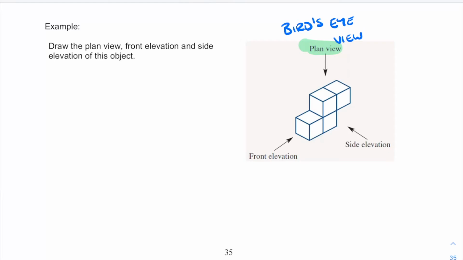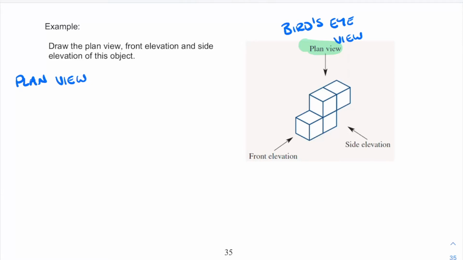Front elevation, obviously you're standing in the front yard, or you're standing in front of the object, and then side elevation is coming from the side. We have our object here in our example where we're going to actually draw these views. So let's start with the plan view. If you look down on top of our object, we can see that there's going to be 3 boxes next to each other.